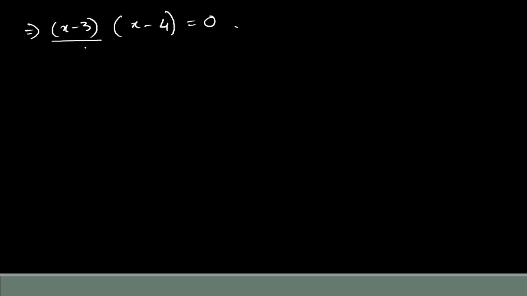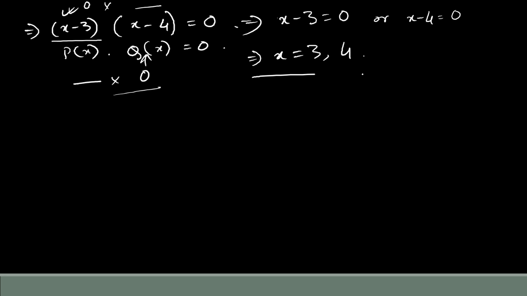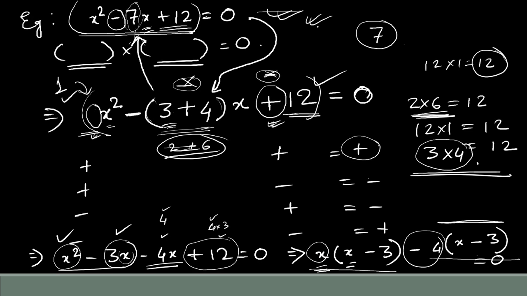So you see, this is of the form p times q equals 0. This means either this term can be 0, since 0 times anything is 0, or this term can be 0. So we get x minus 3 equals 0 or x minus 4 equals 0. From here, x can be 3 or 4. These two are the roots or the solution of the equation x square minus 7x plus 12 equals 0.